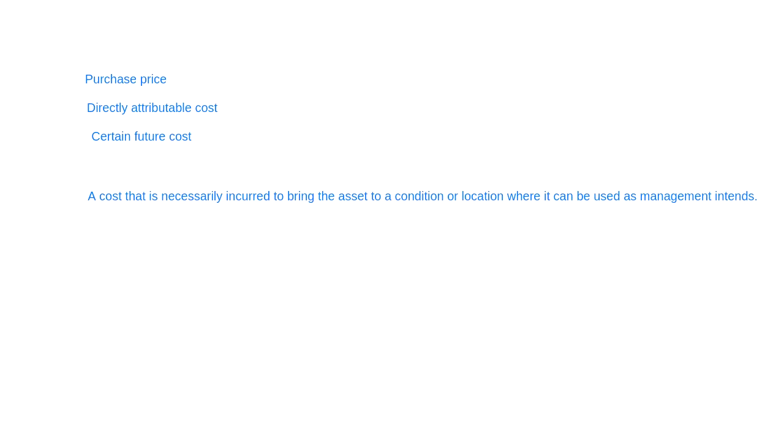First of all, it says that definition of what is a directly attributable cost. It says that it is a cost that is necessarily incurred, right? Let's pause there. What does that mean? It means the cost must be necessary, right? First and foremost, the cost must be necessary. You can't do without incurring the cost. You cannot get that asset to a place or condition where management can use it as they need to without incurring the cost. So it's a necessary cost. It's not a luxury, right? We cannot do without incurring the cost. So that is the first prerequisite for it to be classified as a directly attributable cost.